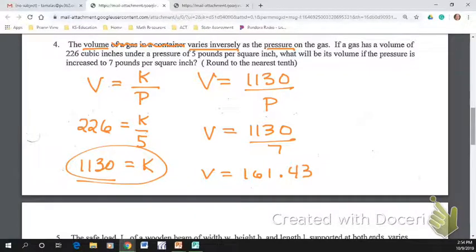And you don't have to give the units, they'll be given for you, but if you were giving units, it would be cubic. Round to the nearest tenth: 161.4. Okay. Is everybody okay with that? Yep.